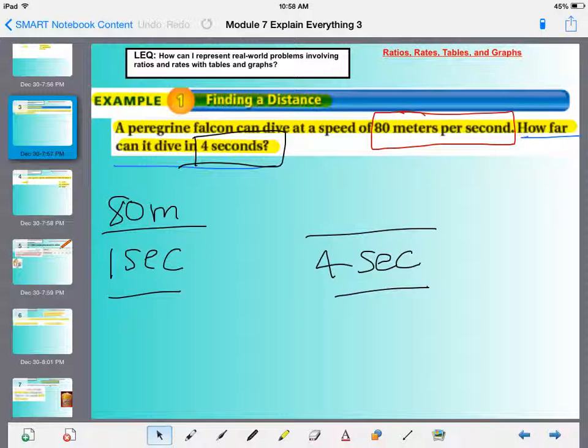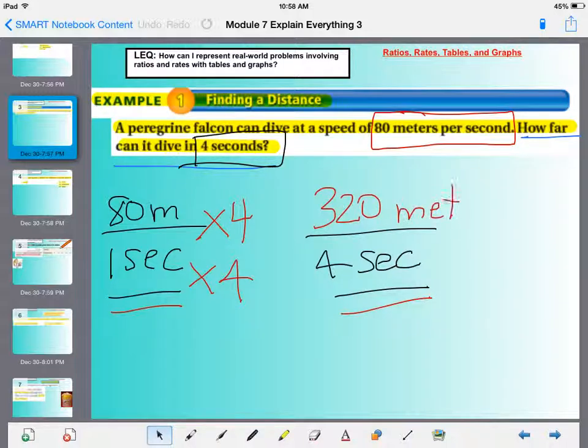And so we talked about to get from 1 second to 4 seconds, are we getting bigger or are we getting smaller? Since we're getting bigger, we know we're going to have to multiply. Well, 1 times what will give me 4? That's 4. What I do to the denominator, I must do to the numerator, and so 80 times 4 is 320 meters per 4 seconds.